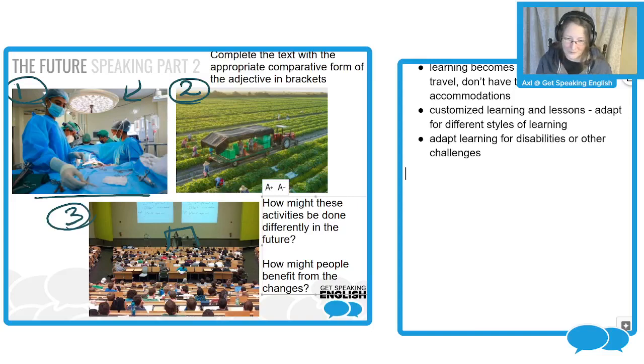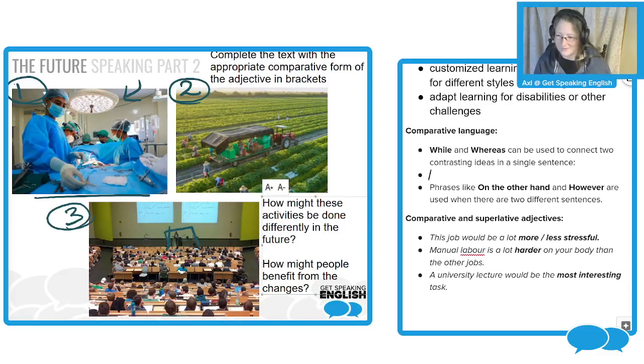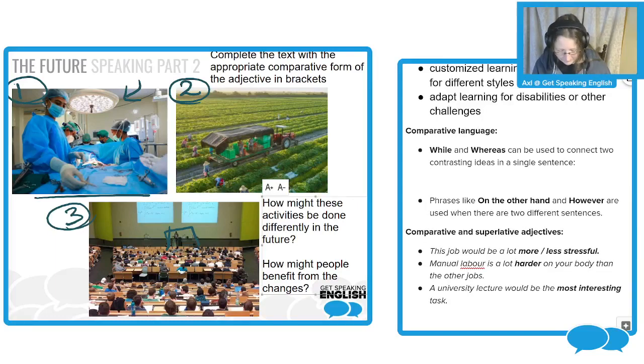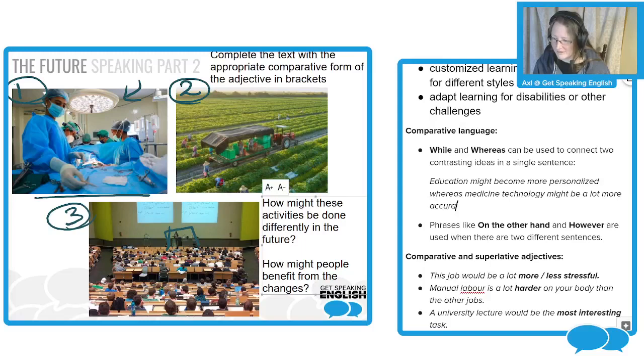Yeah. So now that we have some ideas about how to talk about these pictures, again, we always need to be comparing and contrasting, right? So, for example, we could put together two ideas. While and whereas can be used to connect two contrasting ideas in a single sentence. So for example, education might become more personalized, whereas medicine technology might be a lot more accurate, and maybe it will meet the needs of the patients better.